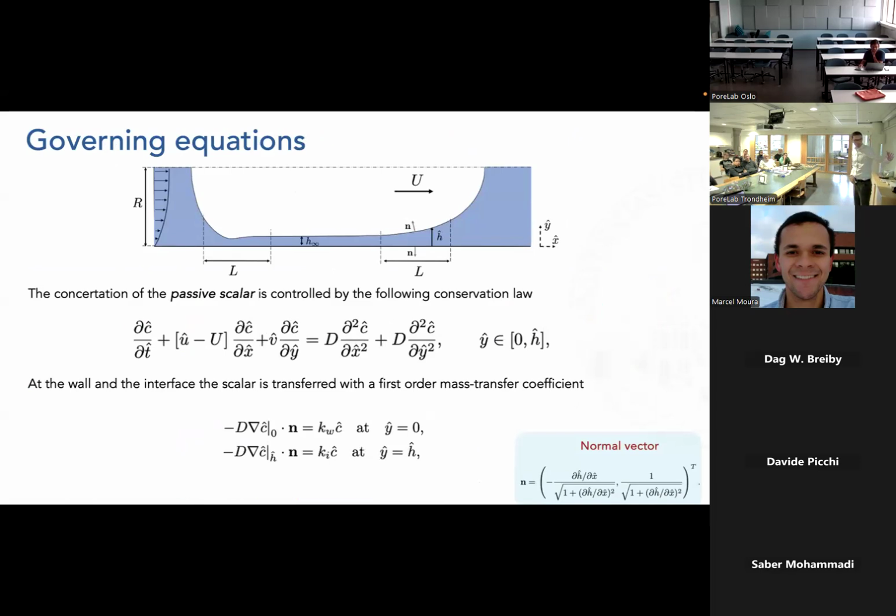So the concentration is actually taken from the wall in this way. The flux is equal to a constant K that is proportional to the concentration at the wall or at the interface. This is the same as having a chemical reaction of the first kind on the wall, but we call it passive. This is usually called passive scalar because the concentration is not affecting the velocity field.